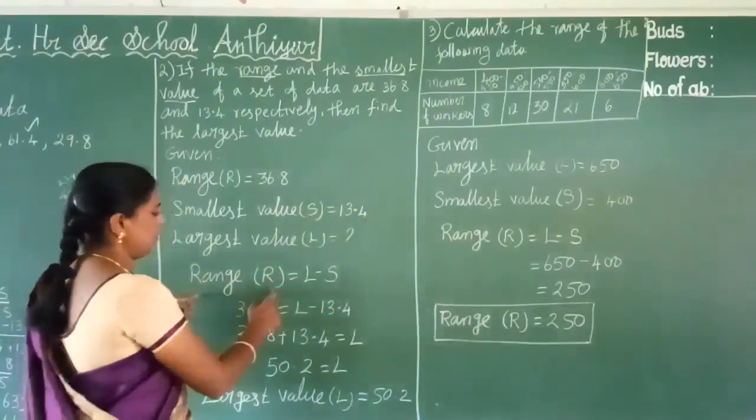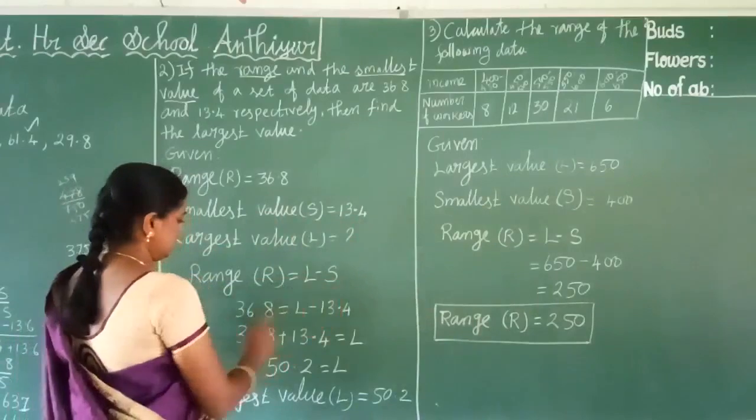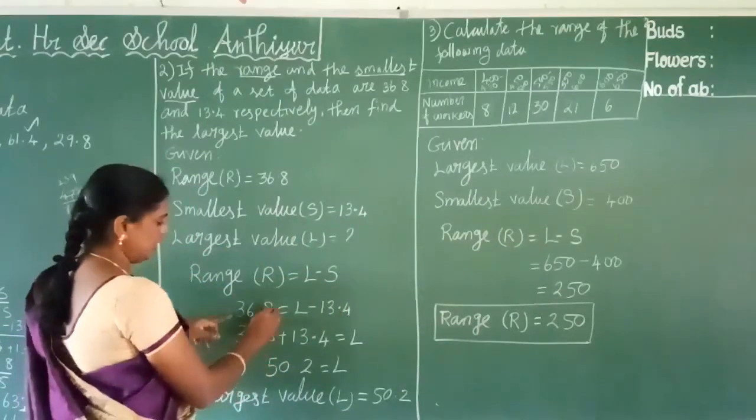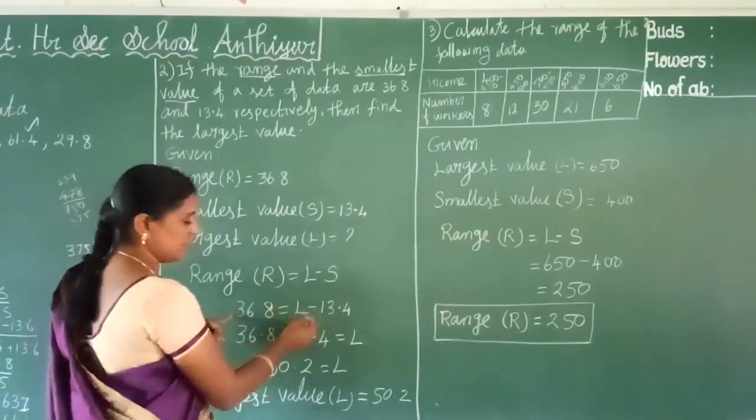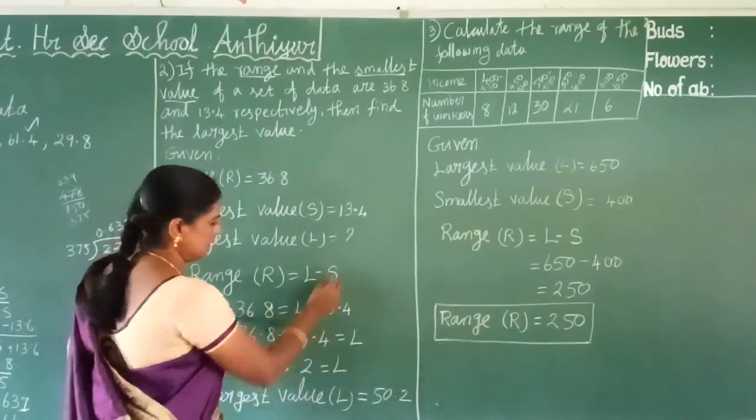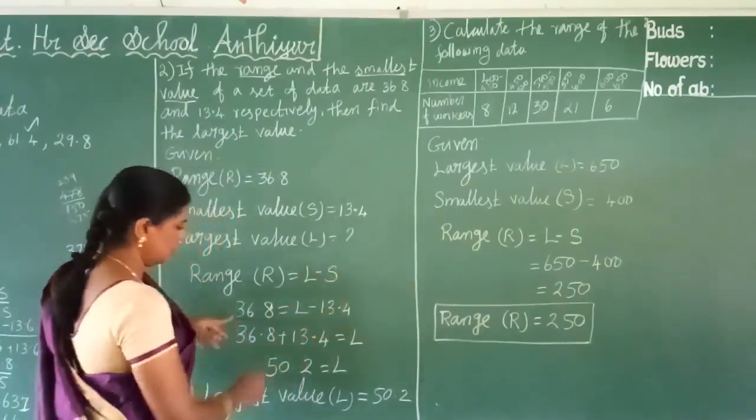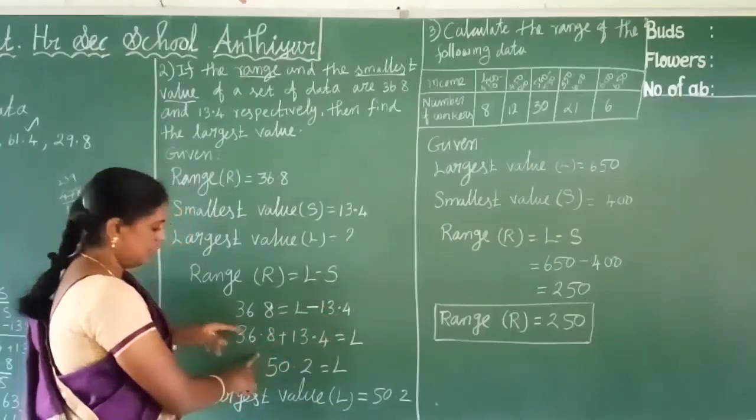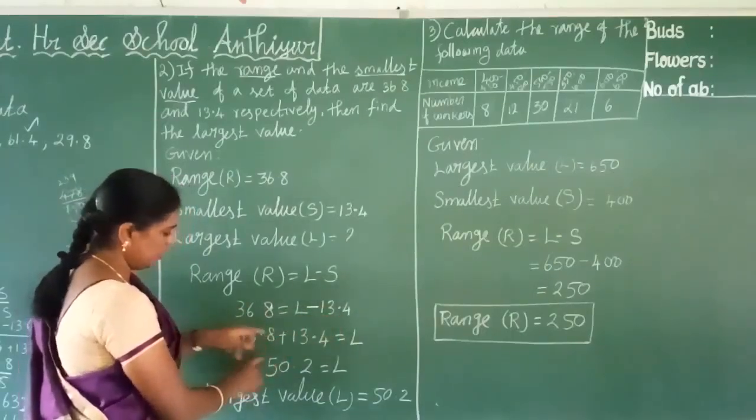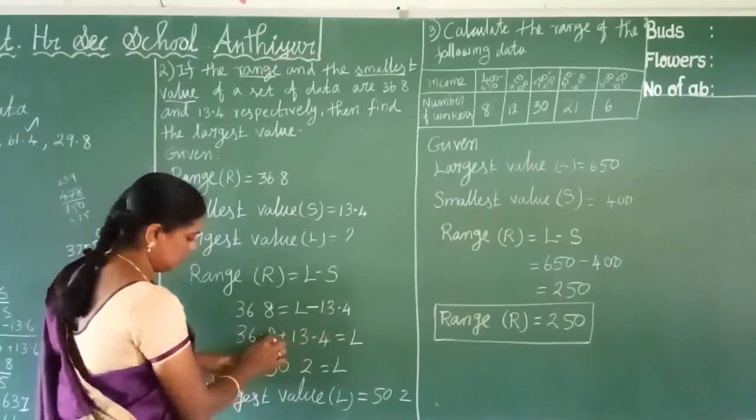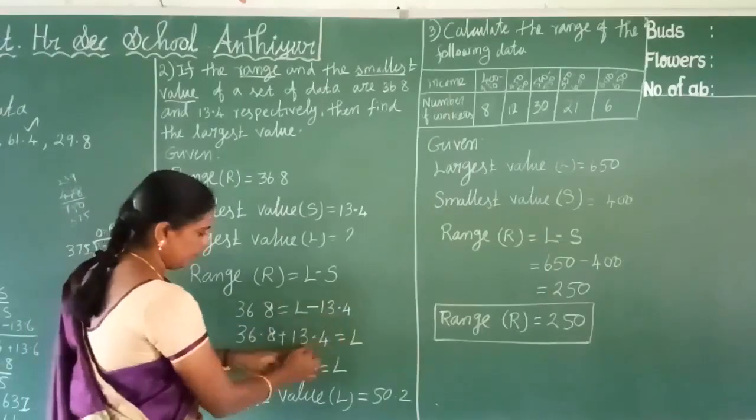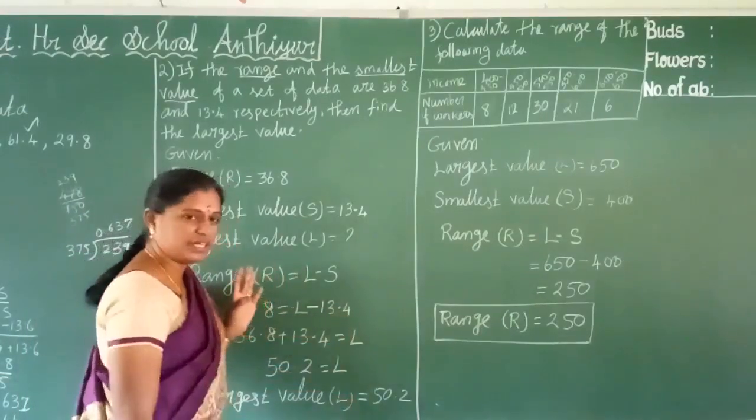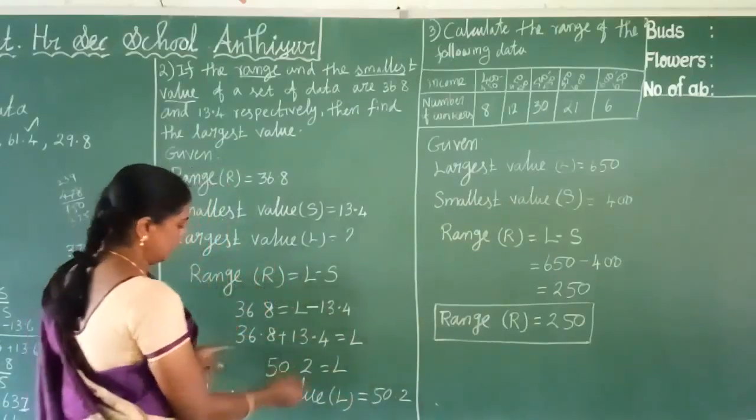And the range formula, right, R is equal to L minus S. Range value 36.8 is equal to the largest value we want to find. So write as it is, minus smallest value 13.4. So here minus 13.4 comes to this side plus: 36.8 write as it is, minus term comes this side plus 13.4, is equal to the largest value, on the opposite side. These two add.